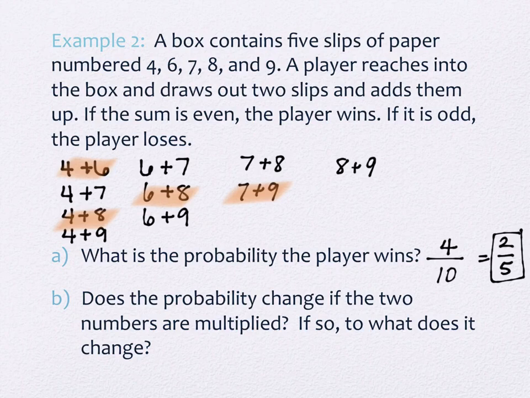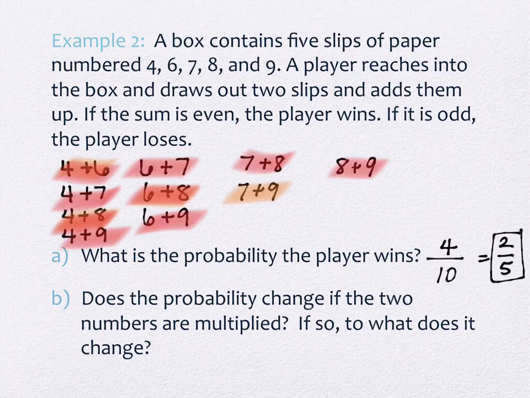B, does the probability change if the two numbers are multiplied? So the question is asking us to do the same thing, but to identify which ones are even if they're multiplied together. Multiplication is a little bit easier to do because the multiplication will be even if either number is even. So it's always going to be even if I multiply by 4. It's always going to be even if I multiply by 6. And it's always going to be even if I multiply by 8. That's just about everything. The only one that's not even is the 7 times 9, if I'm doing it that way.